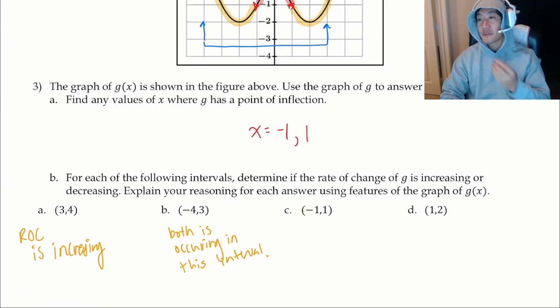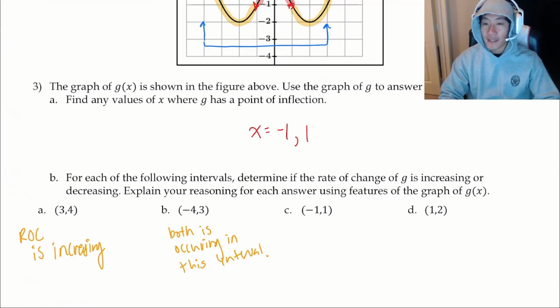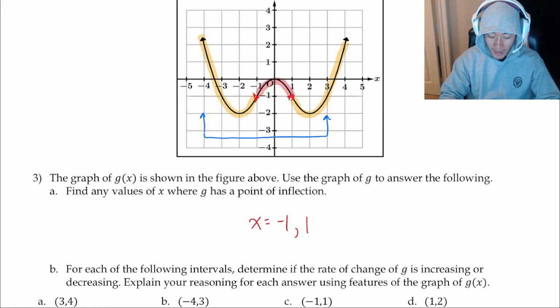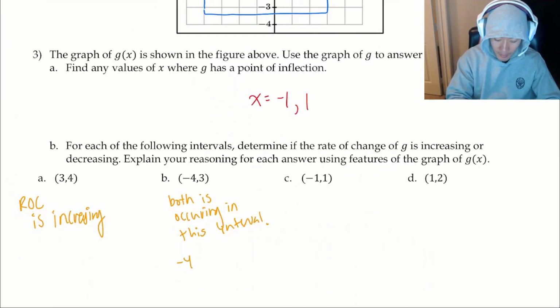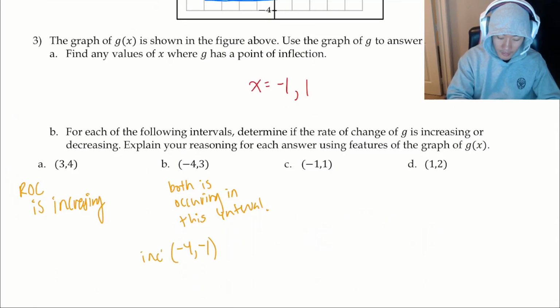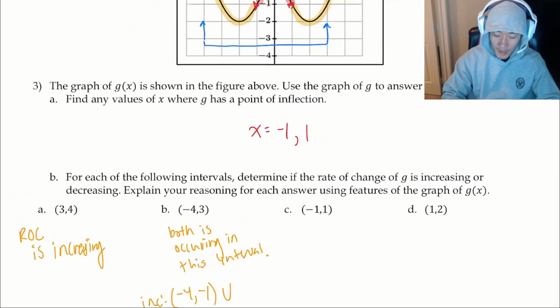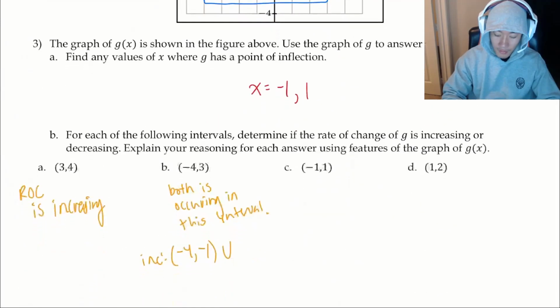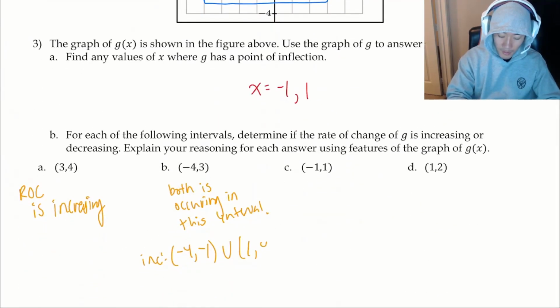And let's be more specific with the answer. I wouldn't want to claim that the entire interval from -4 to 3 is where it's happening. I would say maybe I should just specify that. I would say from -4 to about -1 is my increasing, as well as the 1 to 4. So I'll say this is my increasing average rate of change.